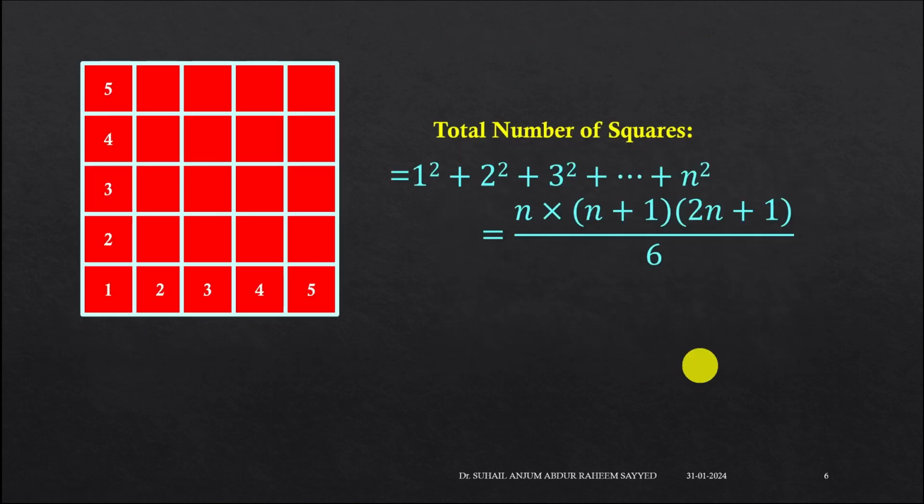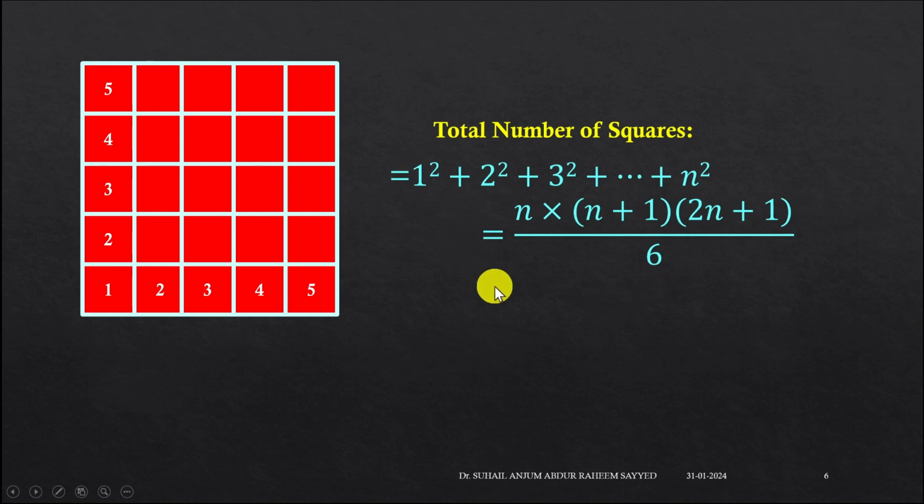Now in case of squares, we have to consider a figure like this. Here we can have n number of squares along this side and also n number of squares along the vertical side. If we have n by n type of such squares, then the formula is 1 square plus 2 square plus 3 square plus so on up to n square. This is nothing but the sum of squares of first n integers. This is the same as n multiplied by n plus 1 multiplied by 2n plus 1, this total divided by 6.